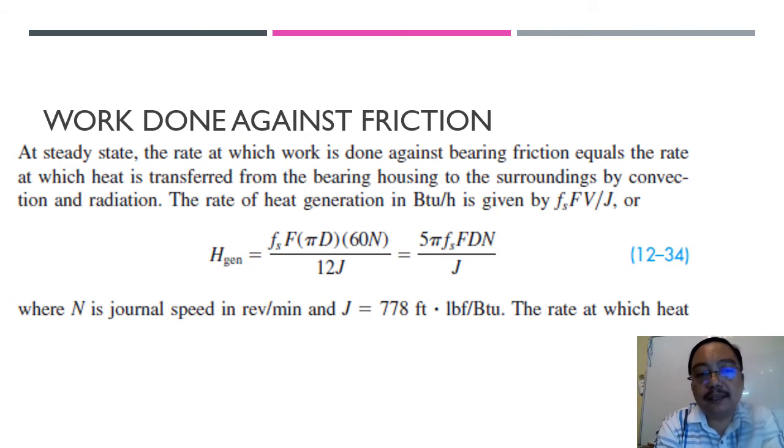Okay, and it is equation 12.35, pi f W d N over J, in which N is the journal speed and J equals 778 foot-pounds per BTU. BTU stands for British thermal unit.